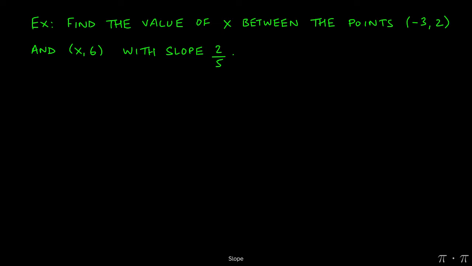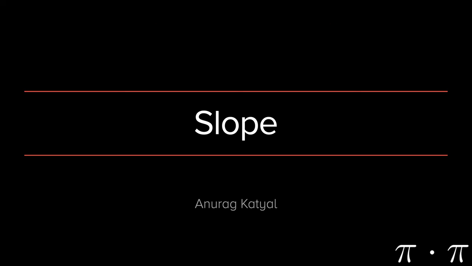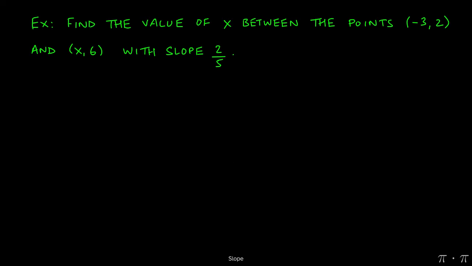Let's say we're asked to find the value of x between the points negative 3, 2 and x, 6 so that the slope of the line between those two points is 2 over 5. We can start by assigning negative 3, 2 to be the first point, x1, y1, and x, 6 to be the second point, x2, y2.